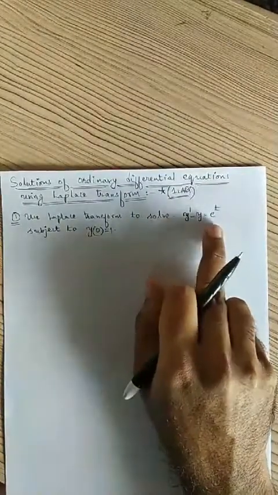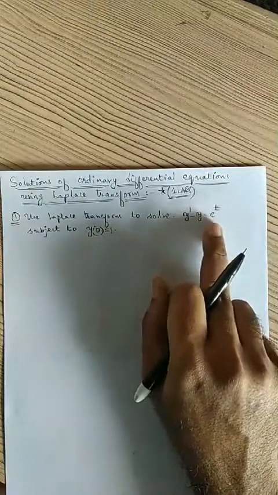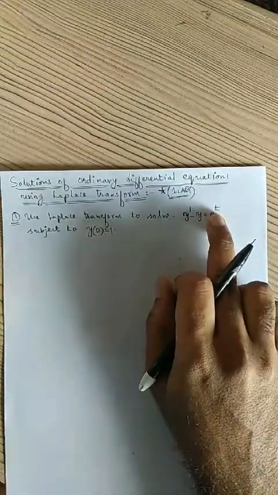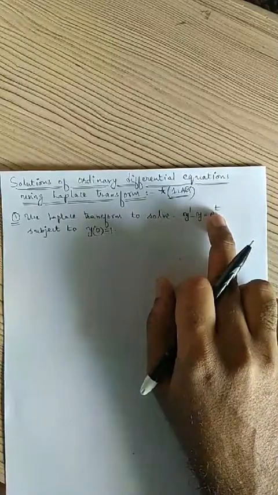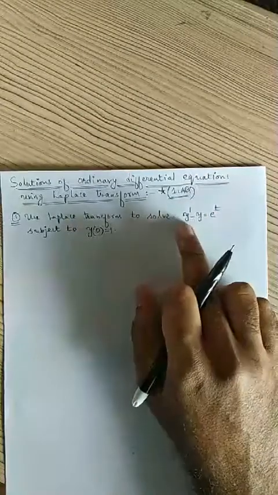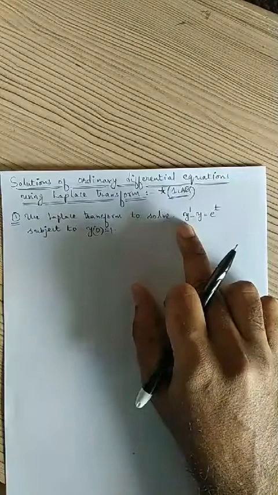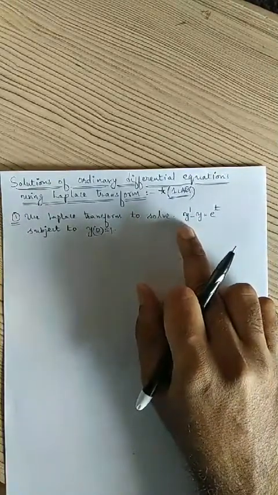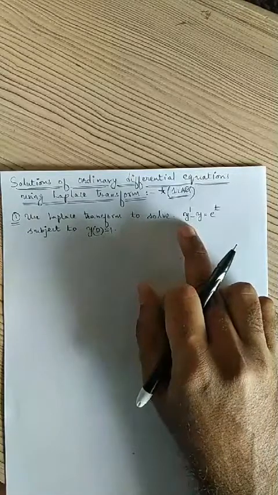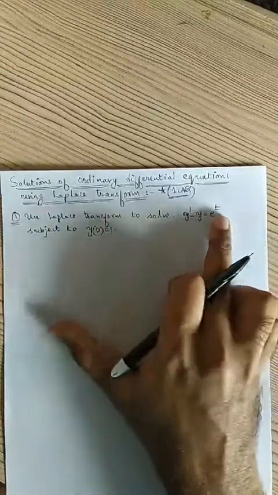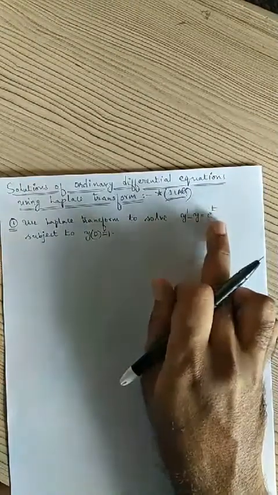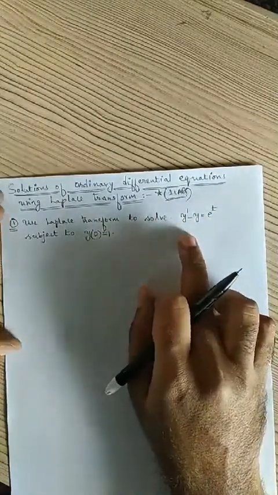You observe that e power t is there on the right side, which means the independent variable is t. Since the independent variable is t, this derivative y dash is not dy by dx, it is dy by dt. See it carefully, it is dy by dt because the independent variable is t. Solution.